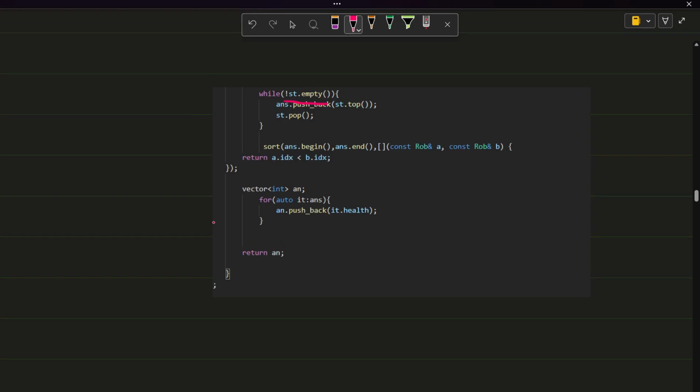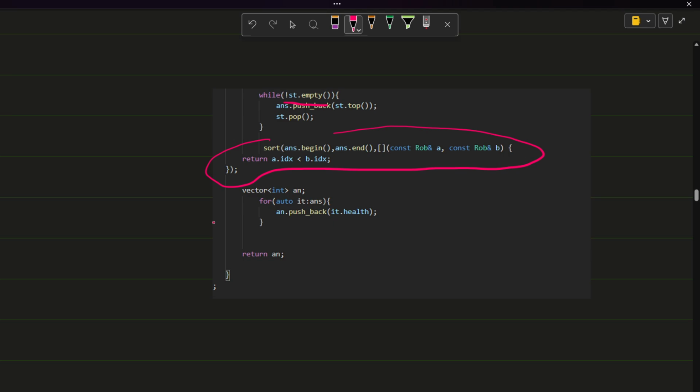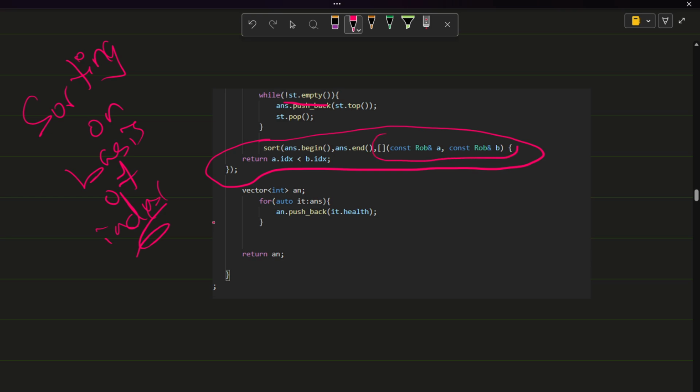And yes, now we are having all the robots which are still in the game. As the question says, we have to give them in the order in which they were given initially. So as I told you, now in the last part we will be sorting on the basis of index. Simple. So comparator function, lambda function we have included, just a dot idx less than b dot idx. Done. And yes, the answer was of type of the class robot.